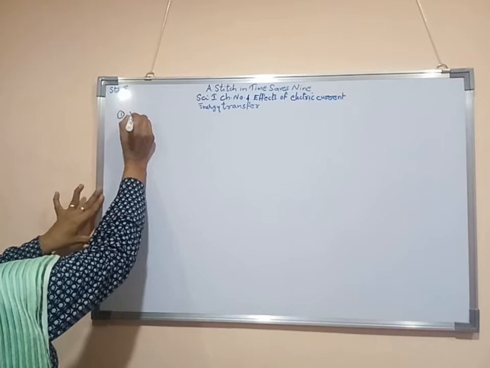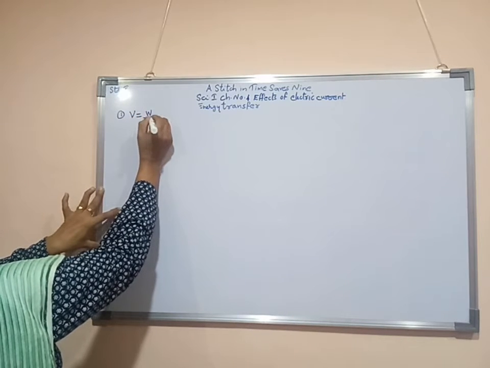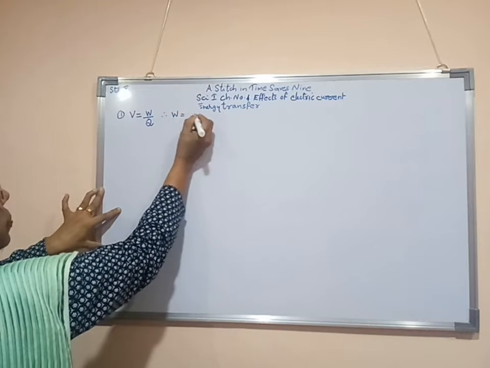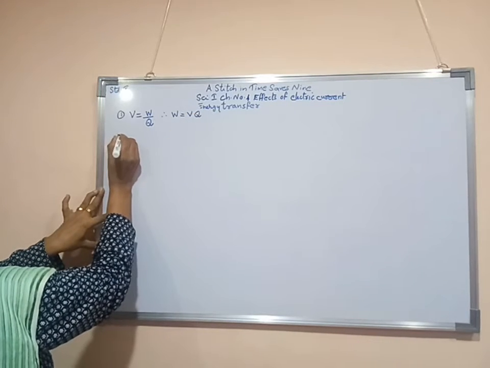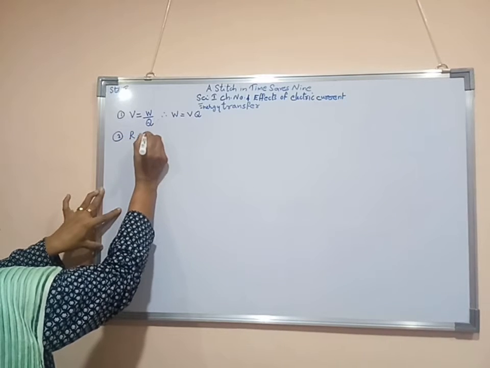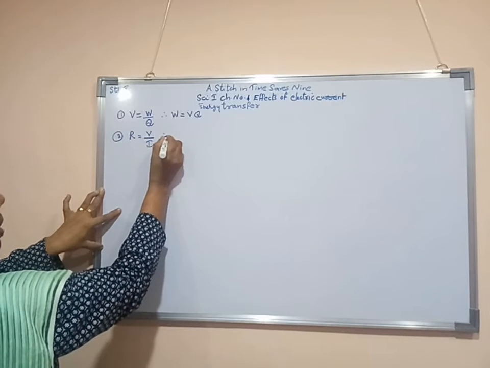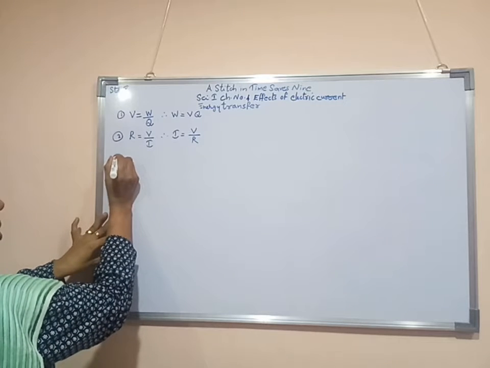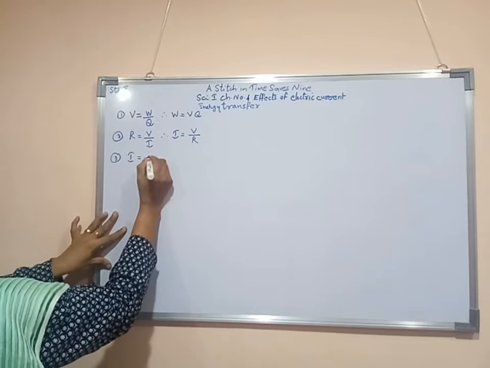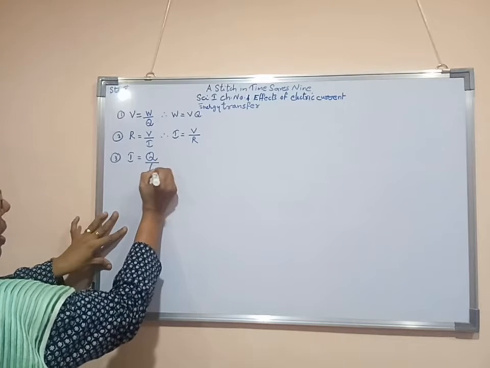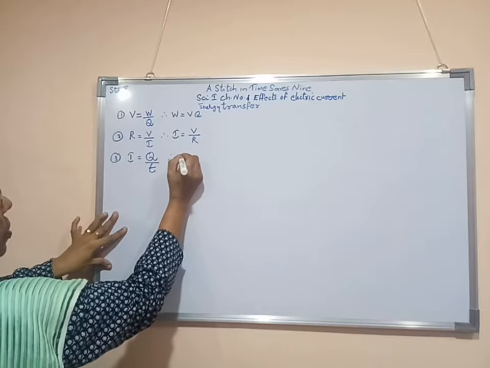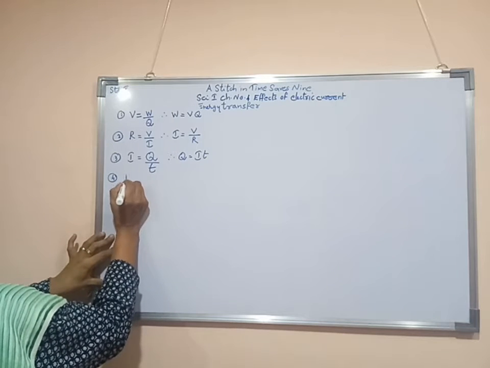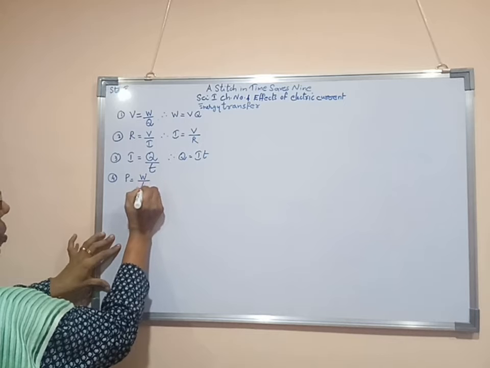First equation, that is V is equal to W upon Q. Therefore, W is equal to V into Q. Now the second equation, R is equal to V upon I. Therefore, I is equal to V upon R. The third equation, I is equal to Q upon T. Therefore, Q is equal to IT. The fourth equation, that is P is equal to W upon T.